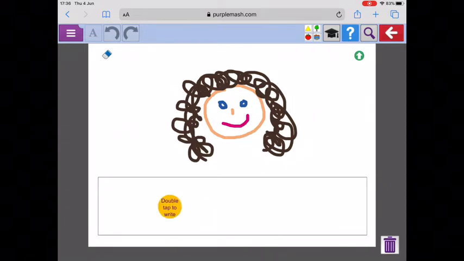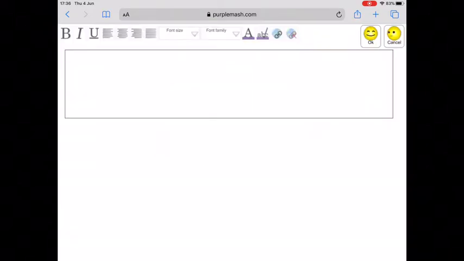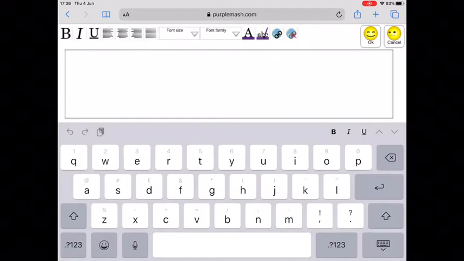Now it's time to start writing my description. Don't forget those language patterns we've just learnt. So to start, Miss Brill ydw I. Don't forget your capitals for your name and a full stop at the end of your sentence.